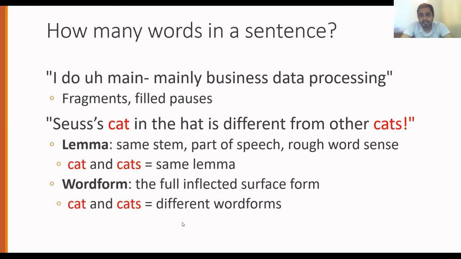Or how about "cat" and "cats" in this Dr. Seuss sentence? It will help to introduce the distinction between a lemma and a word form. Two words are the same lemma if they have the same stem, the same part of speech, and the same sense, whereas a word form is the exact surface form of the word with all its inflections and endings. So if we are counting lemmas, "cat" and "cats" count as the same lemma. If we are counting word forms, "cat" and "cats" are different.